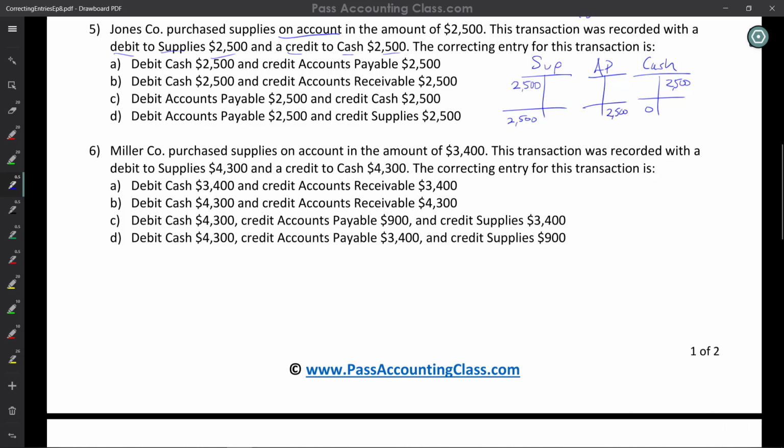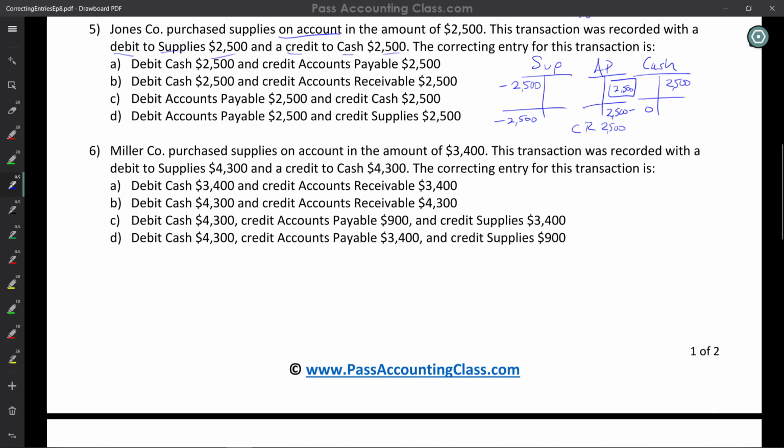And now what we need to do is figure out how do we go from what was recorded to what should have been recorded. Well, our supplies is correct because we recorded a debit of $2,500 and we have a debit of $2,500. Accounts payable is incorrect because we didn't record anything and we need to have a credit of $2,500. So we need to credit accounts payable $2,500. That's part of our transaction. And we would do that by putting in this $2,500 here, and that gets us our ending balance of the $2,500.